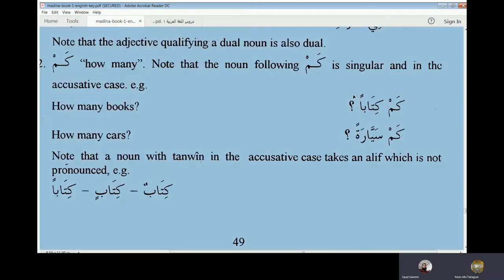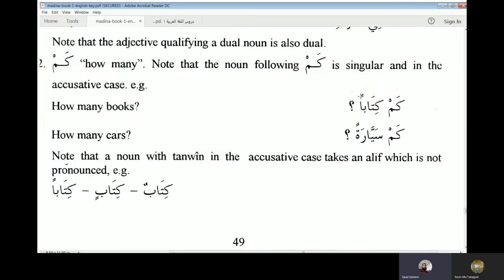When a masculine word is accusative in the form of tanween, we add extra alif. Okay? But in case of feminine accusative, we don't use alif. We don't use alif here. But in case of masculine adjective accusative with tanween, we use alif. Okay?